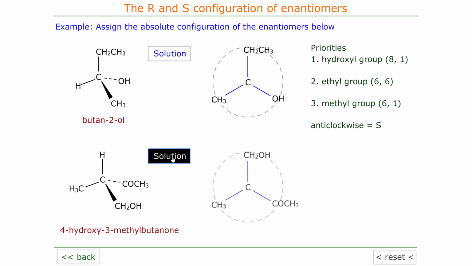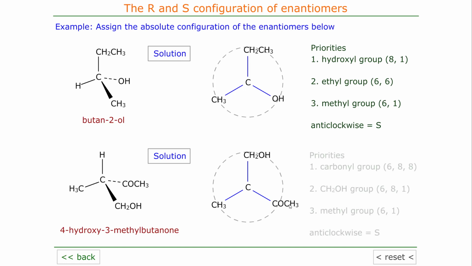The same thing we do here. This time, if we have a look at these, we've got the priority. The highest priority is the COCH3 group, the acyl group, effectively. That takes the highest priority because it's carbonyls, 6, 8, 8. Then we have the carbon attached to an oxygen, 6, 8. And then we have the methyl group. So once again, this is anti-clockwise or sinister.